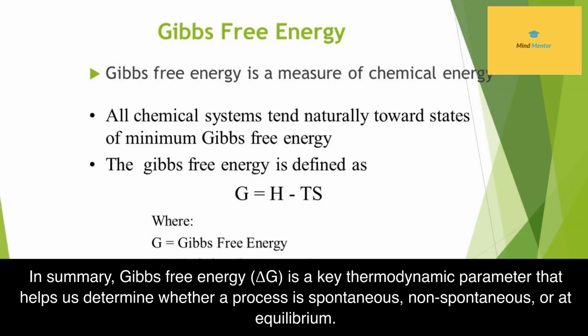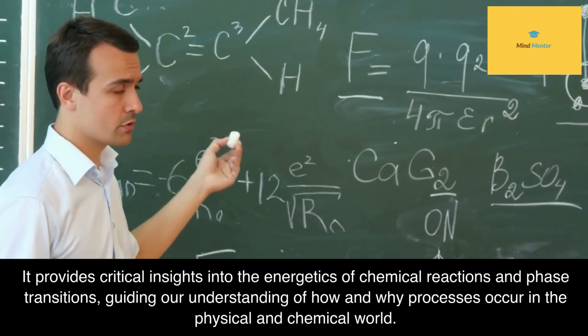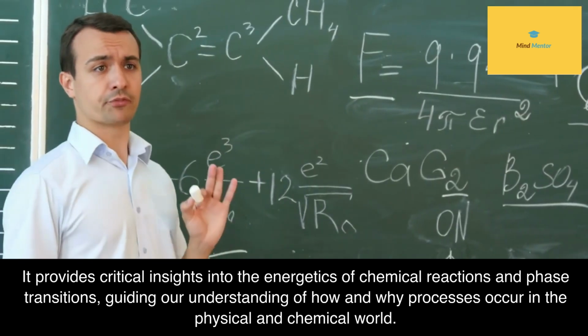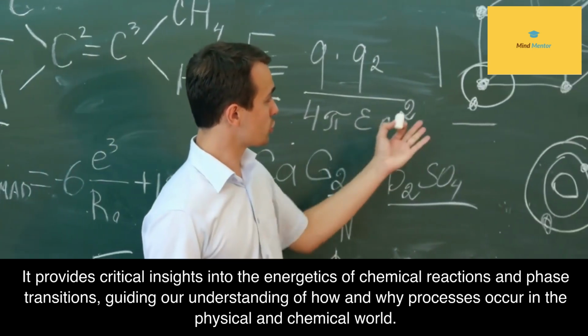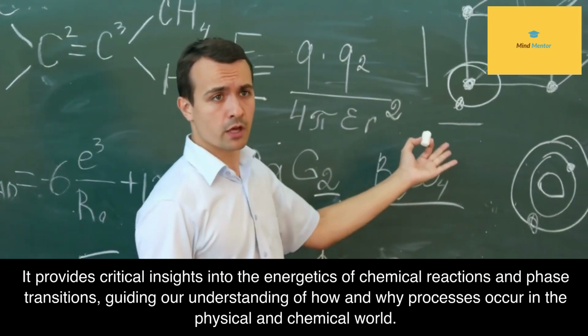In summary, Gibbs free energy, delta G, is a key thermodynamic parameter that helps us determine whether a process is spontaneous, non-spontaneous, or at equilibrium. It provides critical insights into the energetics of chemical reactions and phase transitions, guiding our understanding of how and why processes occur in the physical and chemical world.